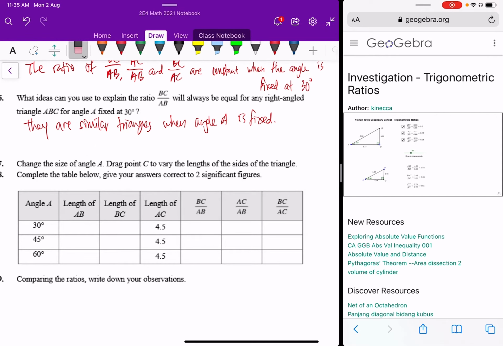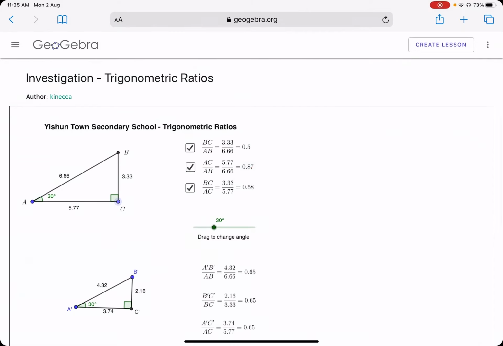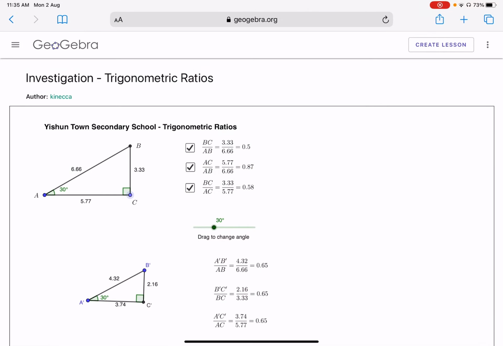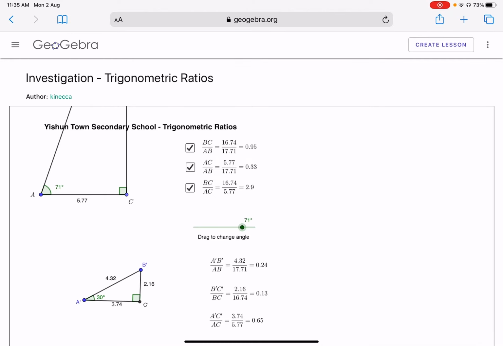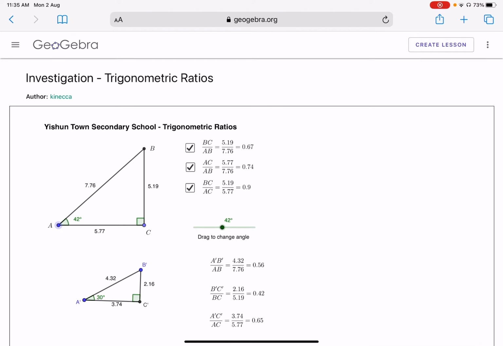They want you to change your angle and drag the point C to vary the sides of the triangle. So for question number 7, I'm going to show it to you. Now they want you to change your angle. Let's choose a 42 degree angle here. If my angle is 42 degrees instead of 30, you realize the ratios of all three sides are no longer the same number. I get 0.57, 0.42, and 0.66.